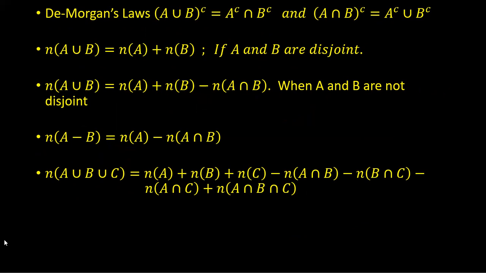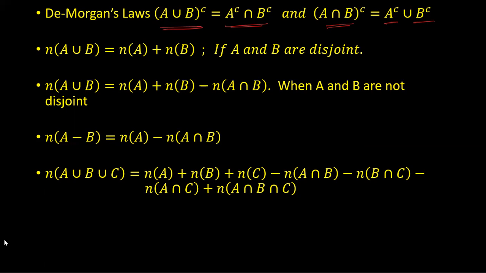Now I will explain De Morgan's law. The complement of A union B is equal to A complement intersection B complement. The complement of A intersection B is equal to A complement union B complement.